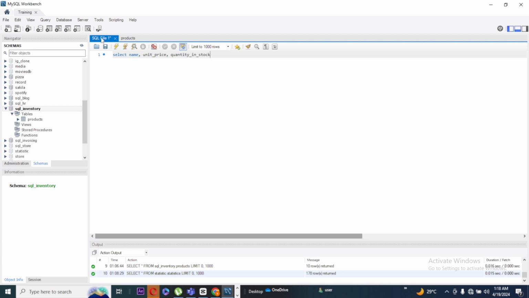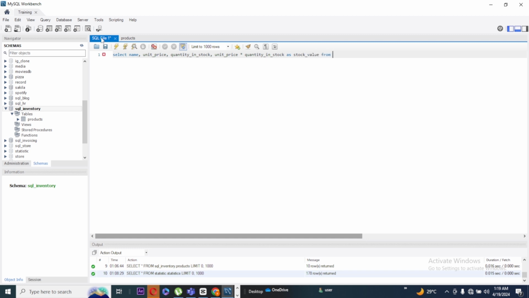Now to multiply my unit price by quantity in stock. Okay, so now let's do that. So, unit_price, and the asterisk symbolizes multiply. Multiply what? Multiply by quantity_in_stock, as stock_value. Now, from which table? That's from products.